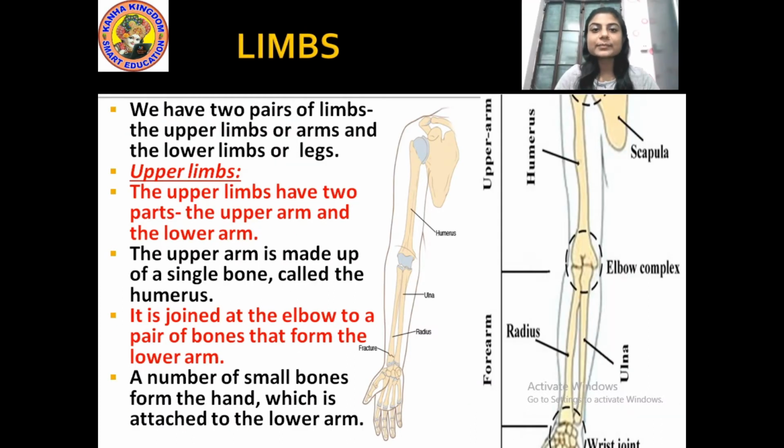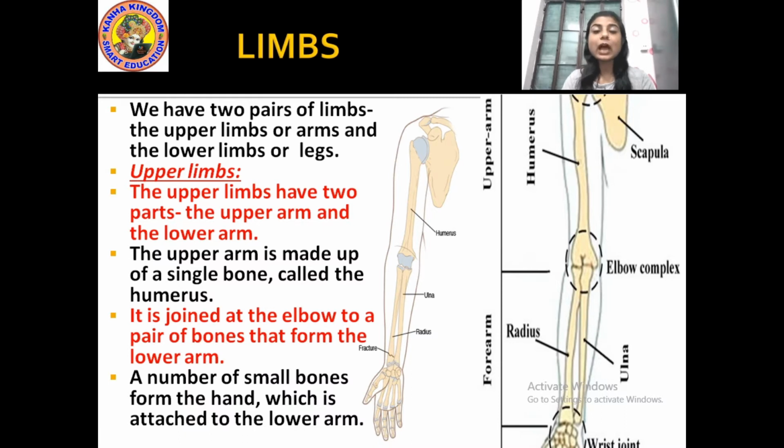And now students come the limbs. Now what are limbs? We have two pairs of limbs: the upper limbs or arms, and the lower limbs or legs. The hands and the legs are called limbs, L-I-M-B-S. The hand or the arm part is called the upper limb and the legs are called the lower limb. The bones or skeleton of these are called limbs.